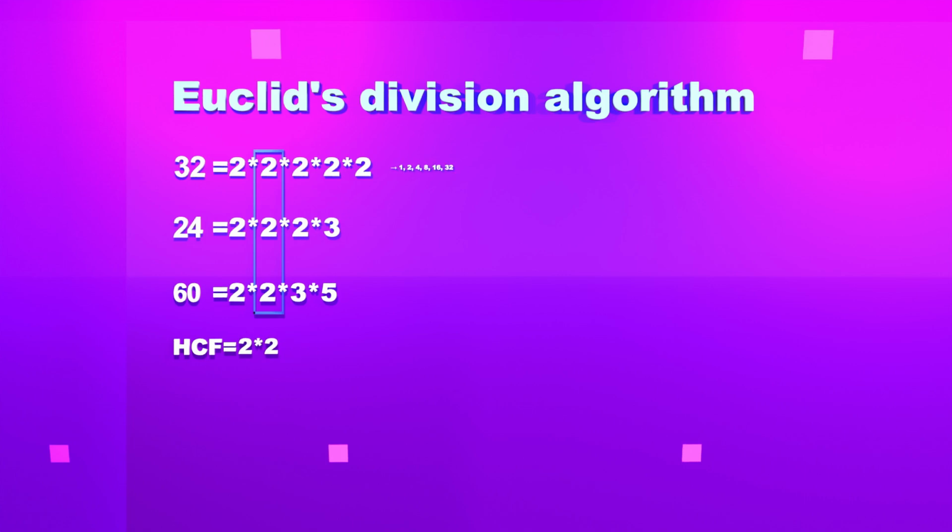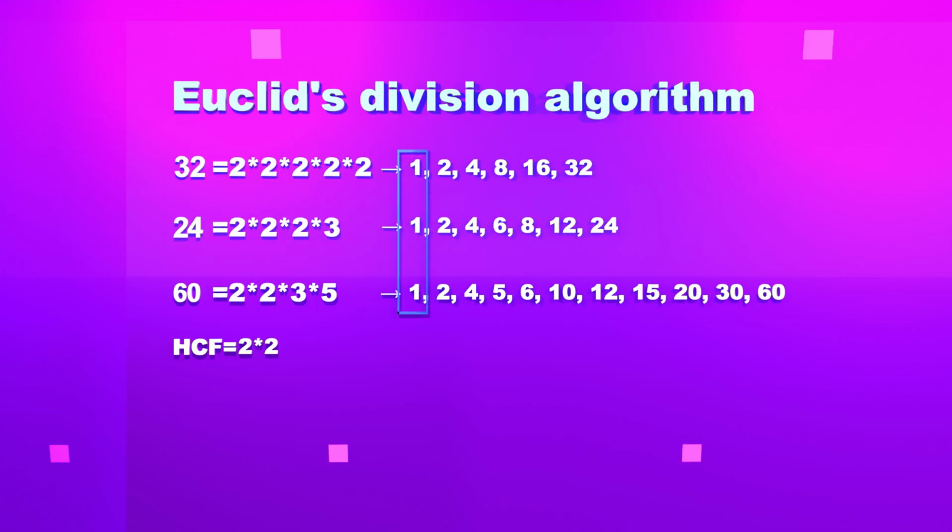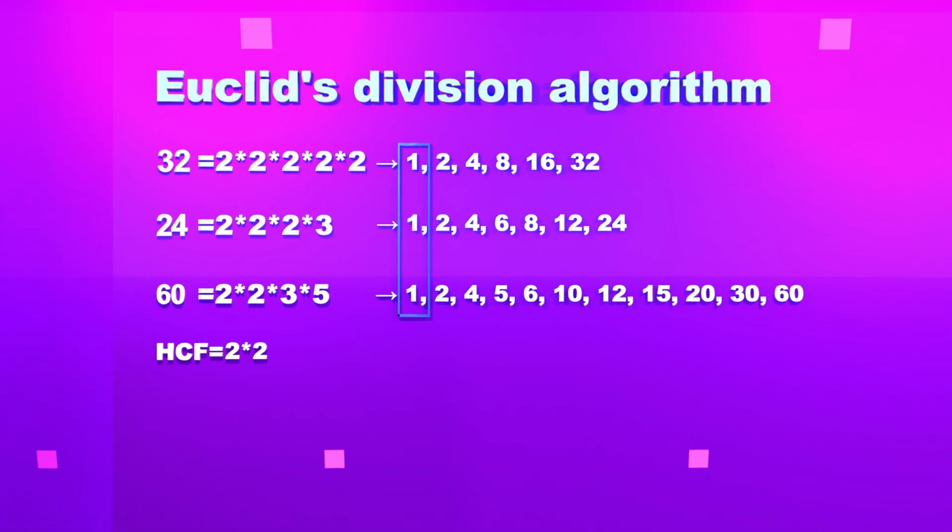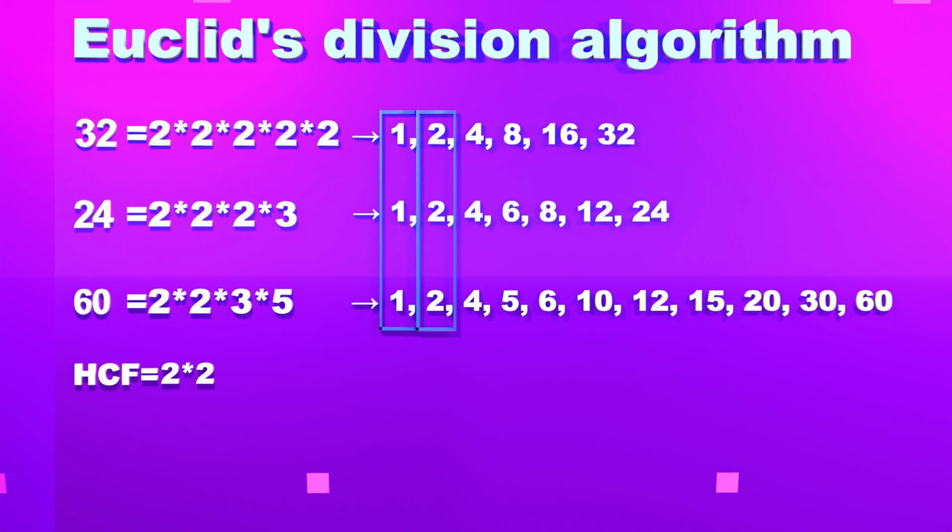And also these are the factors of 32. And these are the factors of 24. And these are the factors of 60. 1 is common in all these three factors. In fact, 1 is always a factor of every number. And also 2 is a common factor of these three numbers. And 4 is also a factor. So all of these three numbers are common factors of 32, 24 and 60.